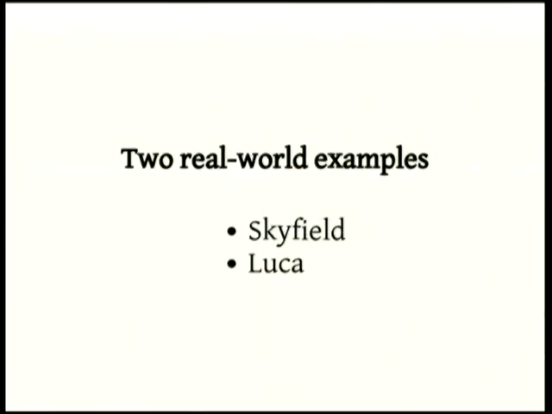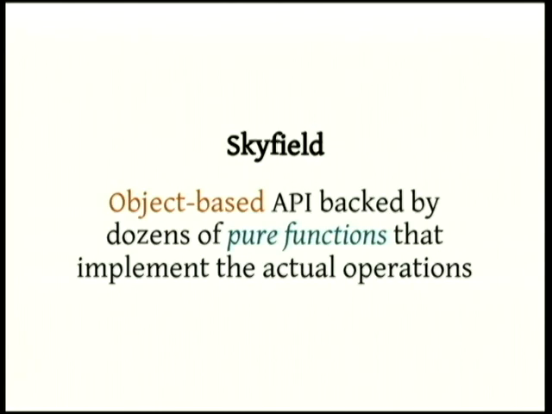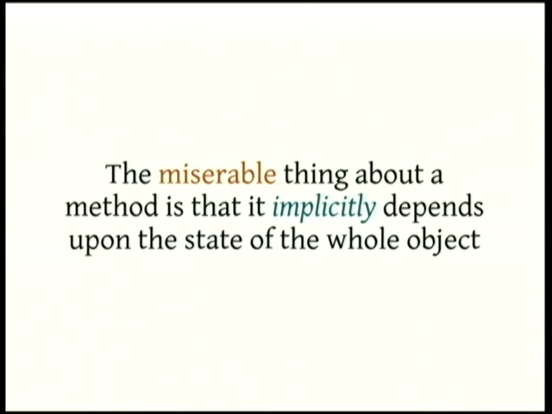Two real-world examples, just current projects of mine, are Skyfield, an object-based API for astronomy backed by dozens of pure functions that were really easy to test. Functions implement the actual operations, and the miserable thing, by the way, about a method is that it implicitly depends on the state of the whole object. It's often hard to test a method because it's not clear how much of the object in the test needs to be set up and initialized before the method can run.